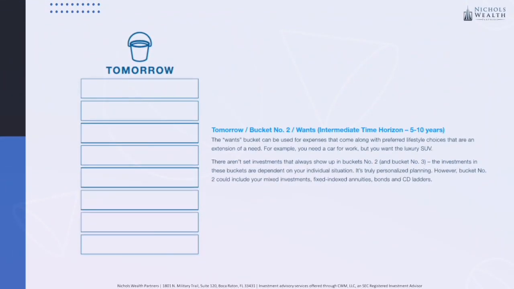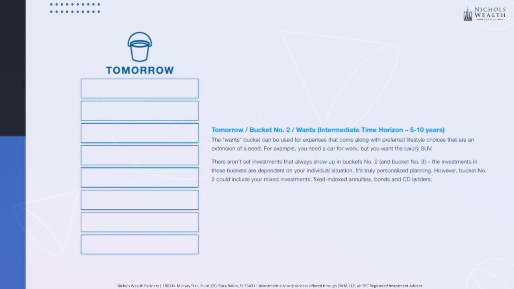Bucket number two, let's call that tomorrow's bucket. So that's money earmarked for the next, say, 5 to 10 years. And in that bucket, as an example, these are what we would call wants. So for example, if you want to accumulate some funds for a luxury SUV, or maybe even if it's buying a second home or a vacation property, this is where, if that time frame is 5+ years, you'd allocate money for those types of needs.